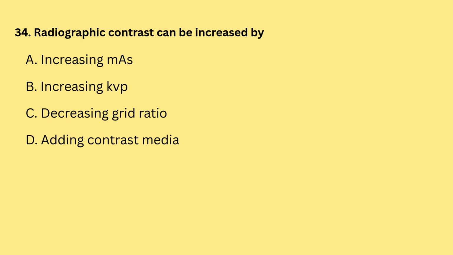Number 34. Radiographic contrast can be increased by A. Increasing mAs, B. Increasing kVp, C. Decreasing grid ratio, D. Adding contrast media. The answer is D. Adding contrast media.